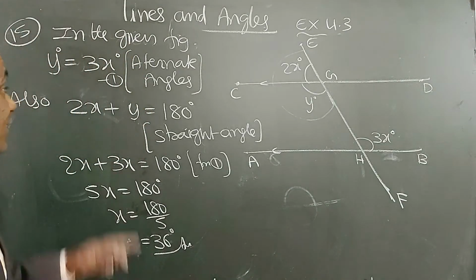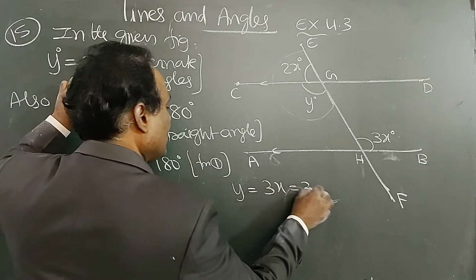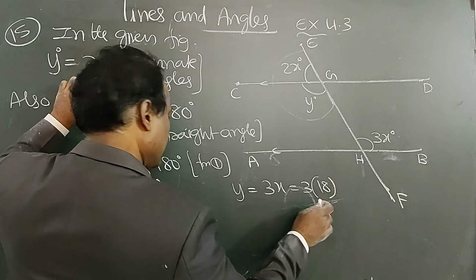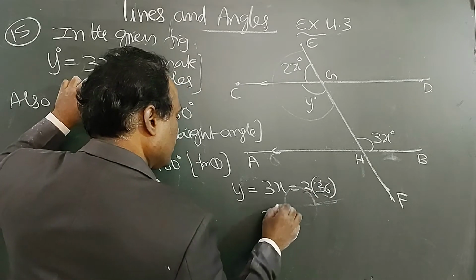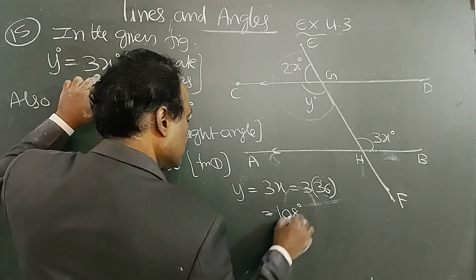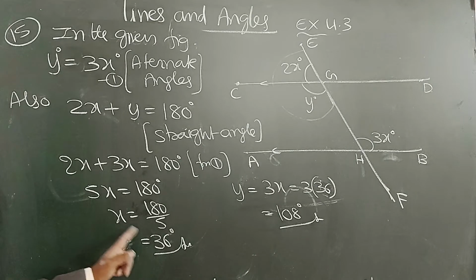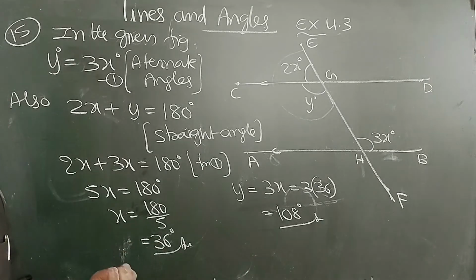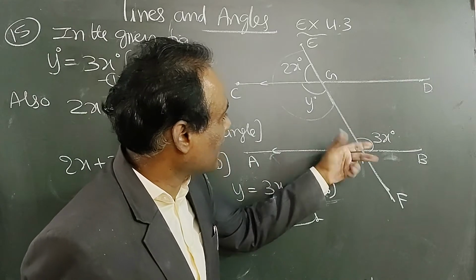We have to find y also. What is y? y is equal to 3x. 3 into x, which is 36. 36 into 3 is 108. So y is 108 and x is 36. That's all. Simple concept. y is equal to 3x, alternate angles.